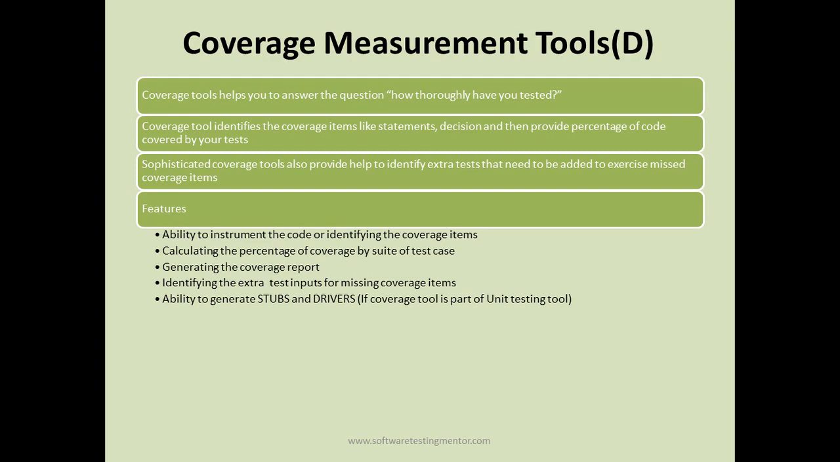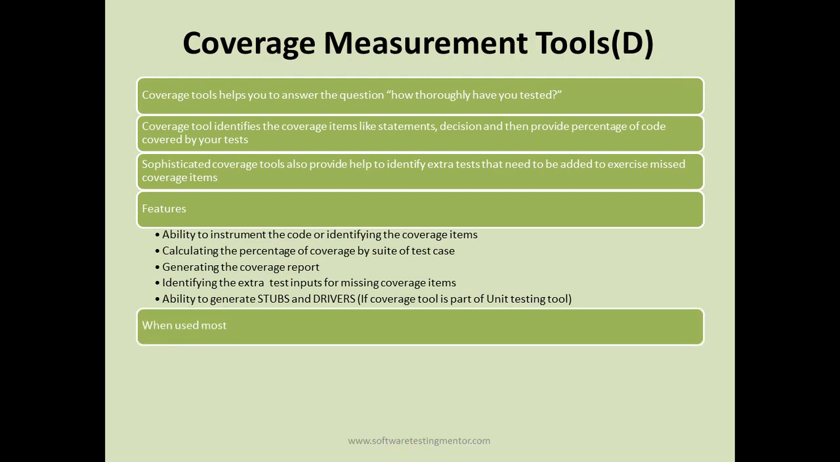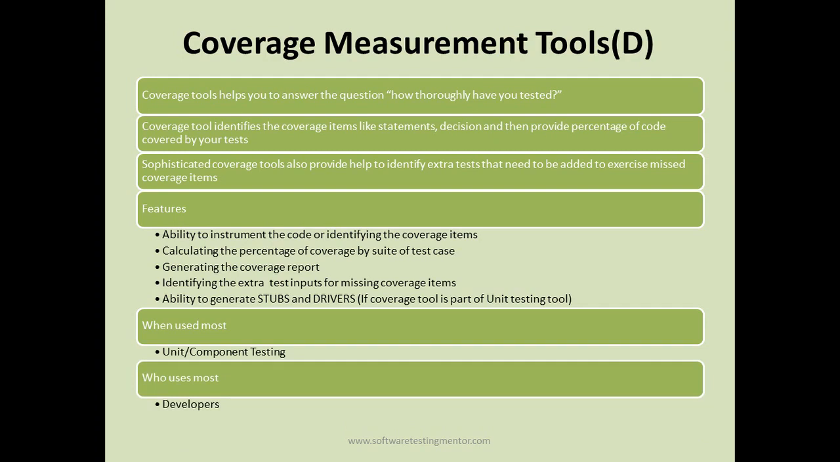Then it generates the coverage report. That's the percentage of coverage report. So reporting functionality is there. It identifies the extra test inputs for missing coverage items. That's another feature. And then it has the ability to generate stubs and drivers if the coverage tool is part of a unit testing tool. So most of the code coverage tools for Java development are plugins which you can plug into the Eclipse integrated development environment. So those plugins have the ability to generate stubs and drivers if they are part of your unit testing tool. Then these coverage measurement tools are mostly used during unit or component testing and mostly used by developers.